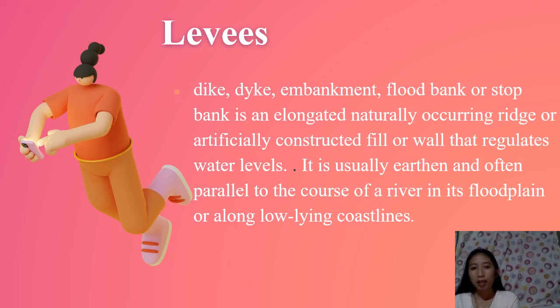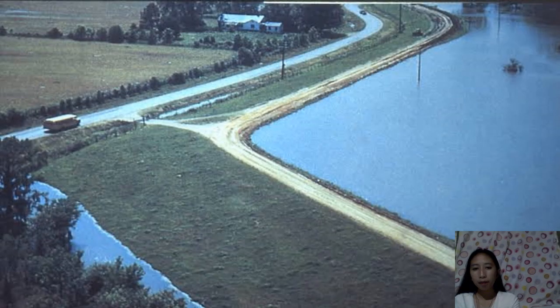So, levees. Embankment, flood bank, or stop bank is an elongated, naturally occurring ridge or artificially constructed fill or wall that regulates water levels. It is usually earthen and is often parallel to the course of a river in its floodplain or along low-lying coasts. So, this is an example of levees.